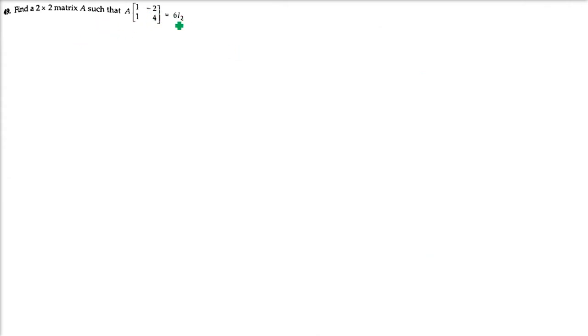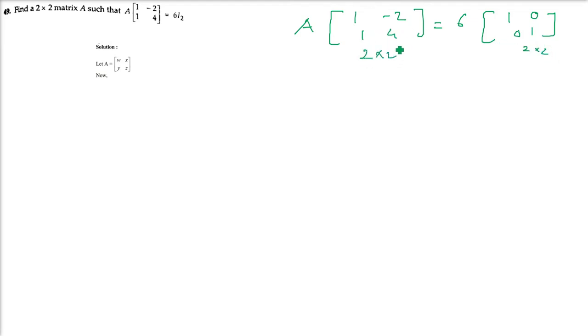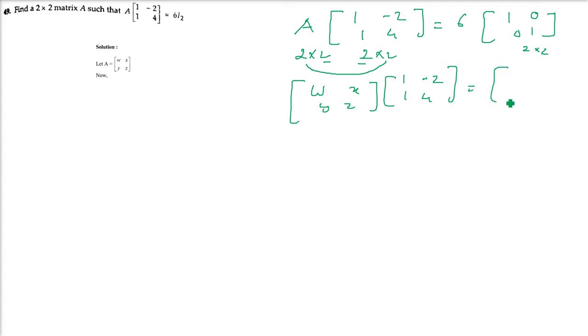Find a 2 by 2 matrix A such that A into this matrix is equal to 6 into I2. So what you have to do is, A into [1, -2; 1, 4] is equal to 6 into I2, that is the 2 by 2 identity matrix, 1, 1, 0, 0 here. What is the A matrix? Because it is a scalar multiplication with 6, this is 2 by 2 and the right hand side is also 2 by 2. So the A matrix has to be 2 by 2. Let A be w, x, y, z. We multiply this with 1, negative 2, 1, 4, and this is equal to 6, 0, 0, 6.